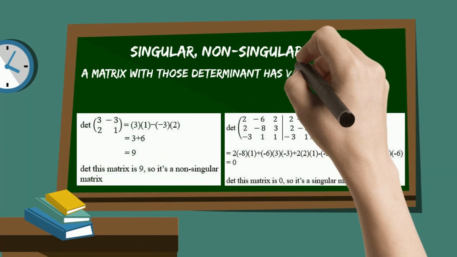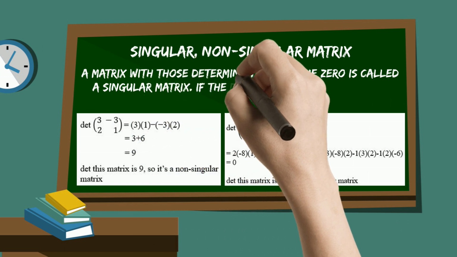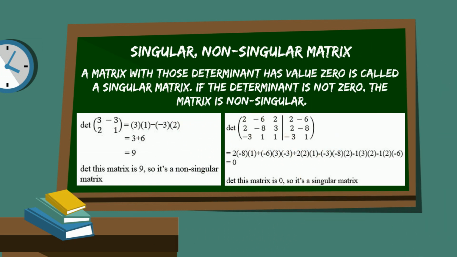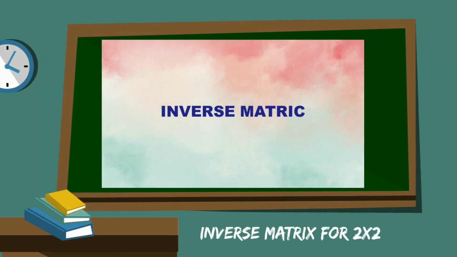Singular and non-singular matrices. A matrix whose determinant has the value 0 is called a singular matrix. If the determinant is not 0, the matrix is a non-singular matrix. Now, we will be looking into the inverse matrix.